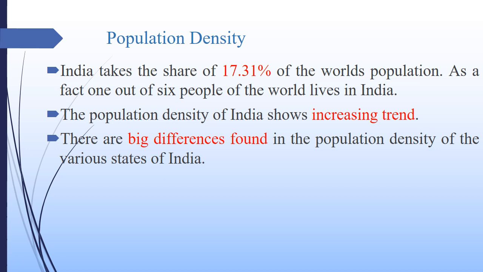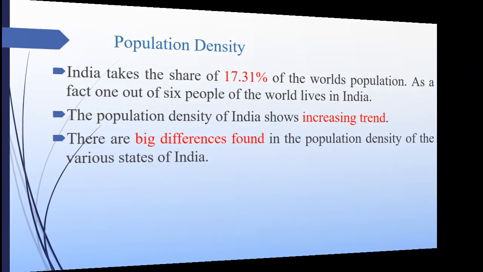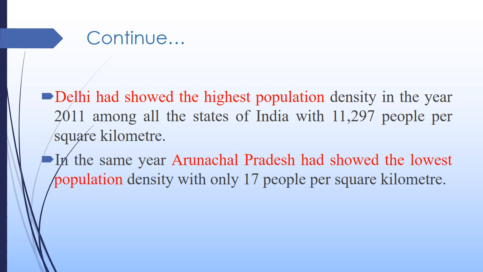There is a big difference in the population density of various states within India. Delhi showed the highest population density in 2011 among all the states of India. In Delhi, 11,297 people per square kilometer were present. On the other hand, Arunachal Pradesh showed the lowest population density with only 17 people per square kilometer. So this is about population density. We have differences from state to state within the country.